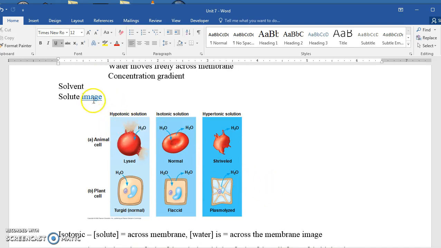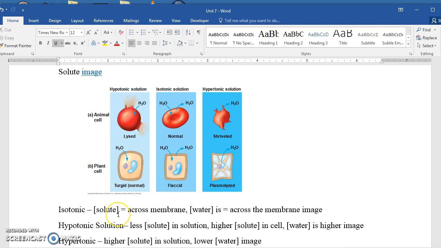In this illustration, you have the link to the image if you want to go and look at it. I have 3 different types of solutions shown with what appears to be a red blood cell placed in it, and also a plant cell placed in the same solution. An isotonic solution is shown here in the middle. That iso means the same, so same tonicity, meaning that when you have an isotonic solution relative to a cell, it has the same solute concentration and therefore the same water concentration across the membrane.